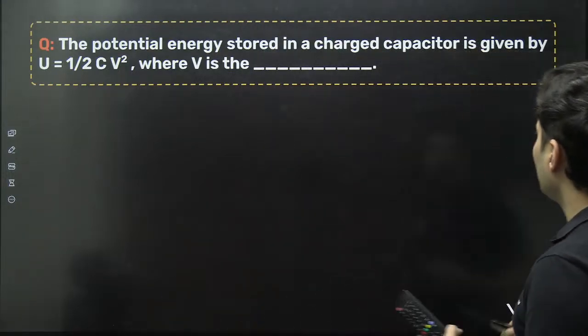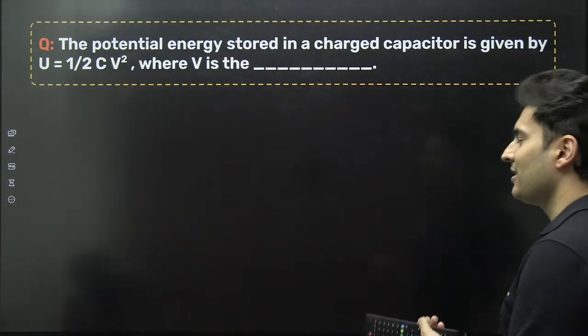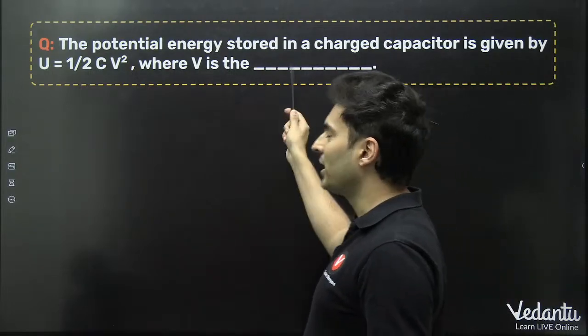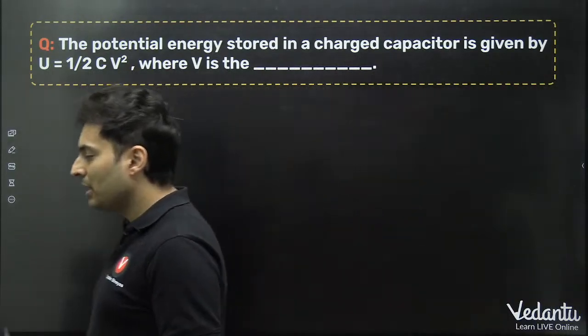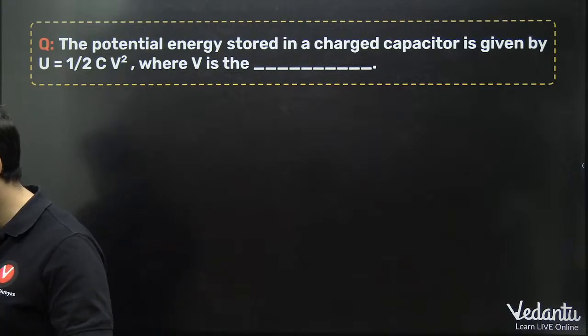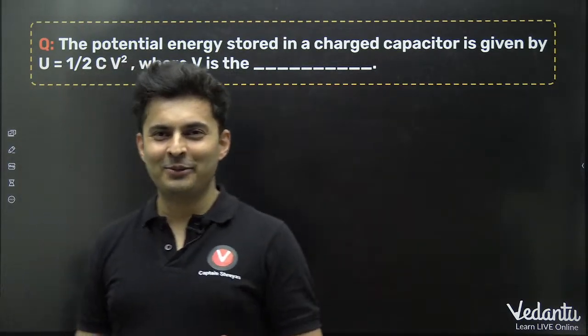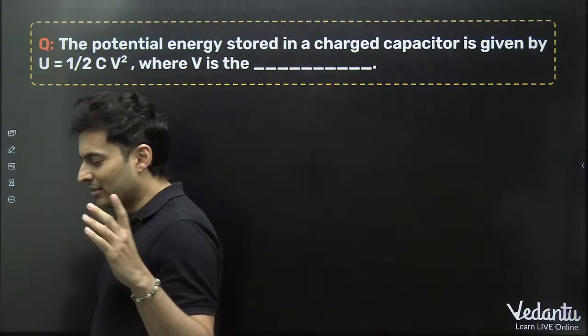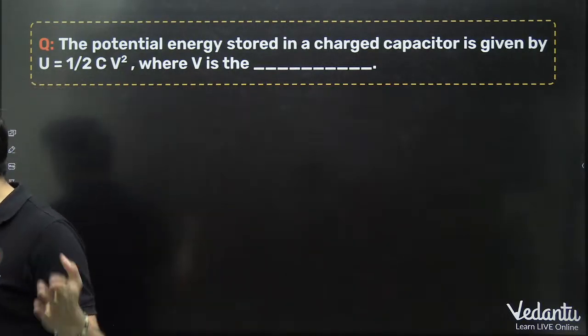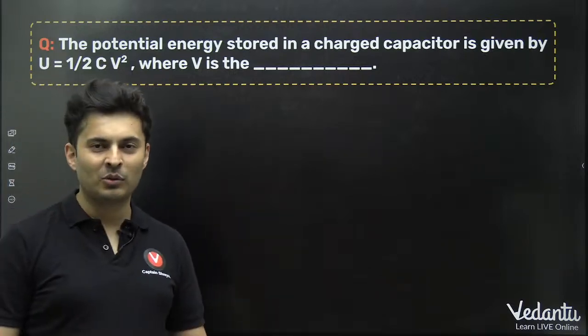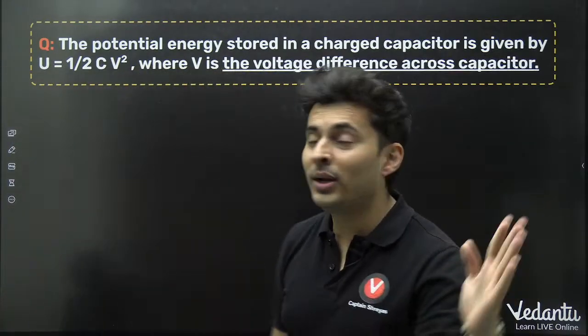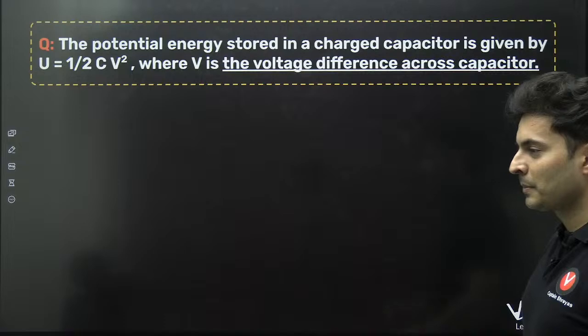The potential energy stored in a capacitor is given by this, where V is not the unit. What is it called? That V. Many people will make a mistake in this. Let's see how many of you get it. Already some of you have started mentioning volts, voltage. No, the answer is not volts, voltage. The answer is voltage difference.